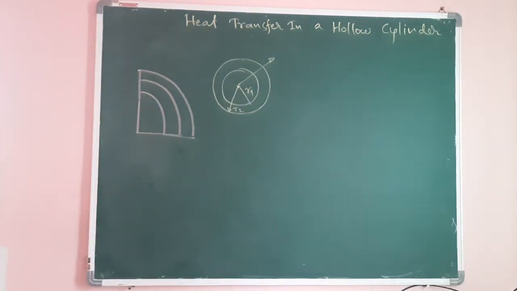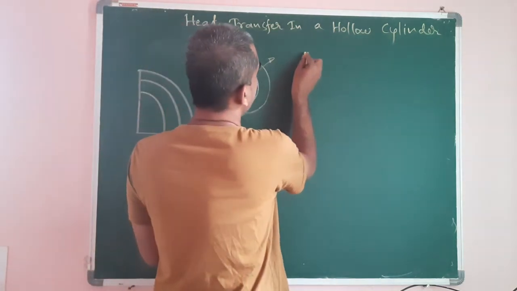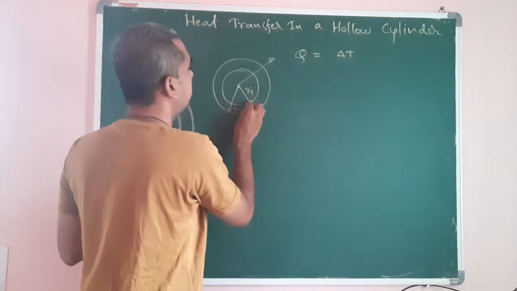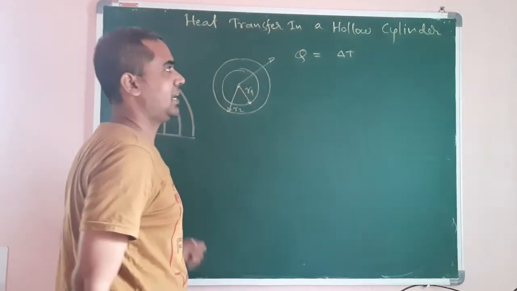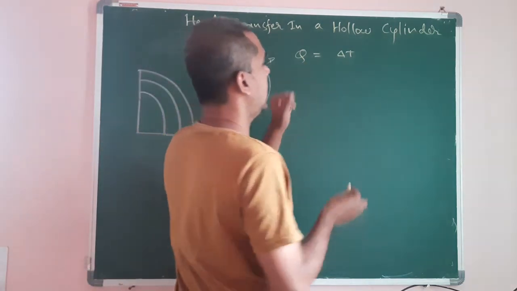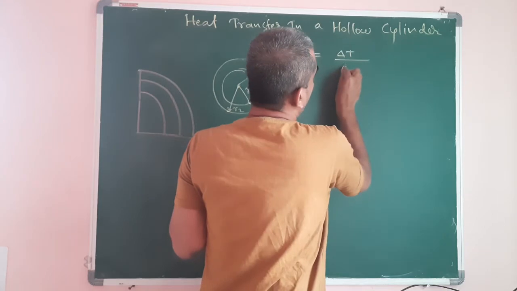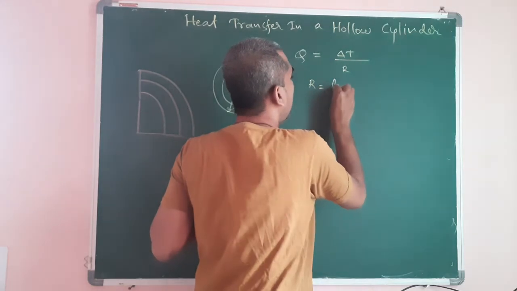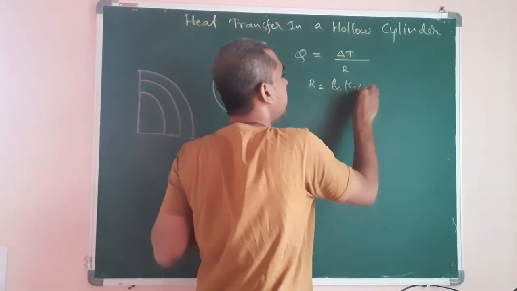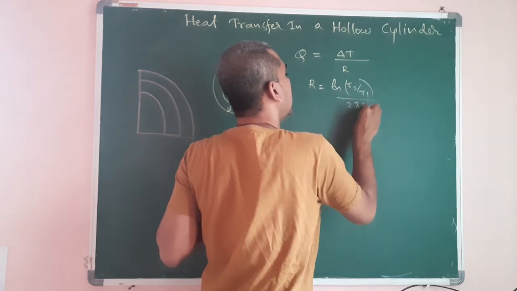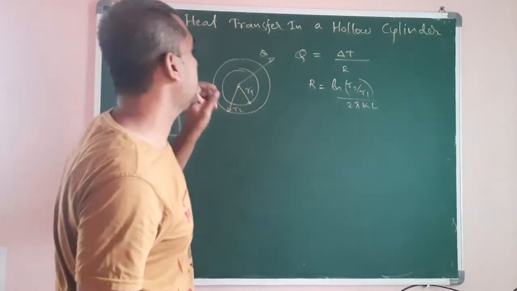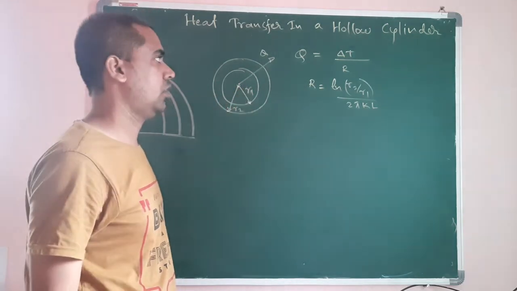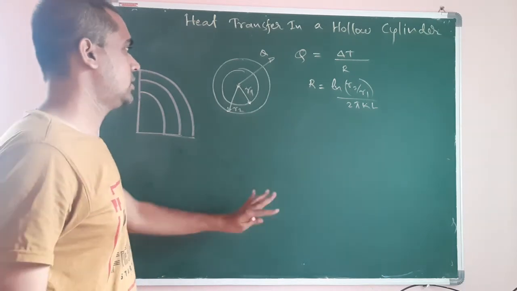We have calculated in our previous videos that Q is equal to delta T divided by R, where delta T is the temperature difference between R1 and R2. This R is equal to ln of R2 by R1 divided by 2 pi KL. K is the thermal conductivity, and L is the length of the hollow cylinder.